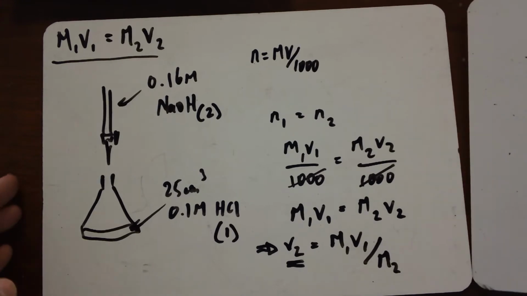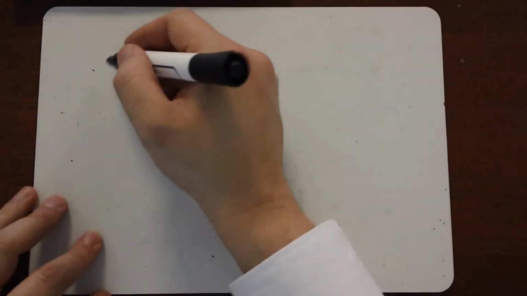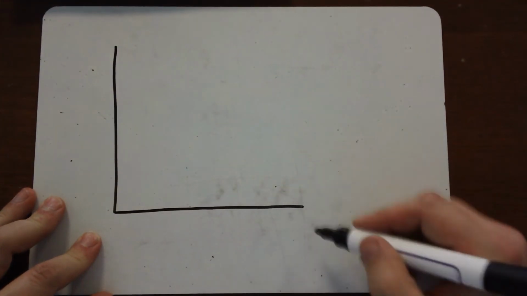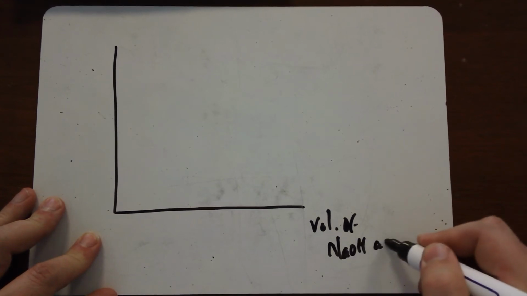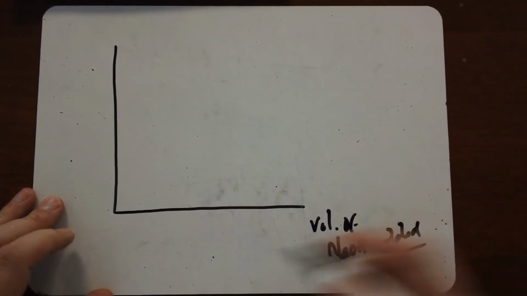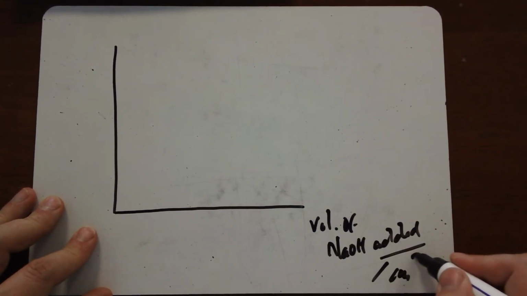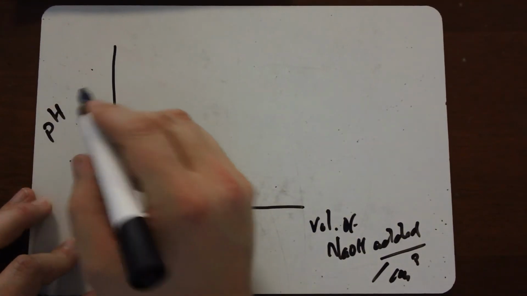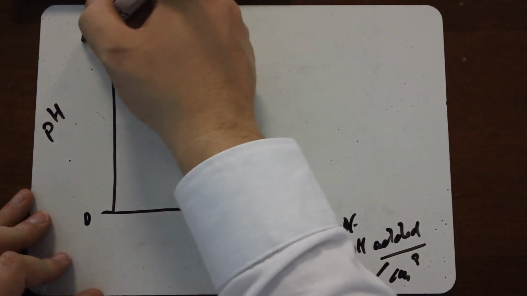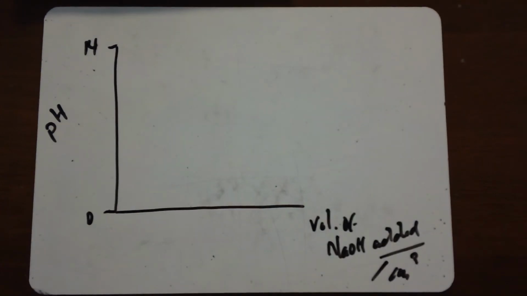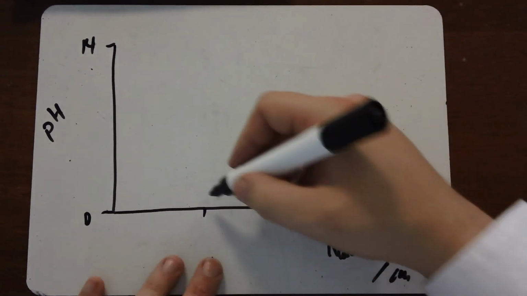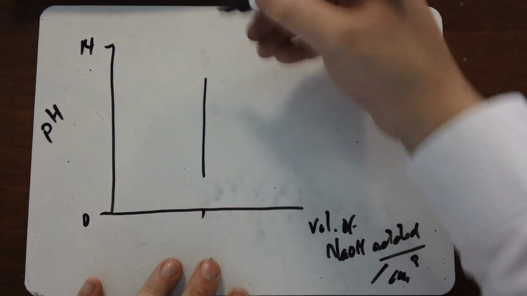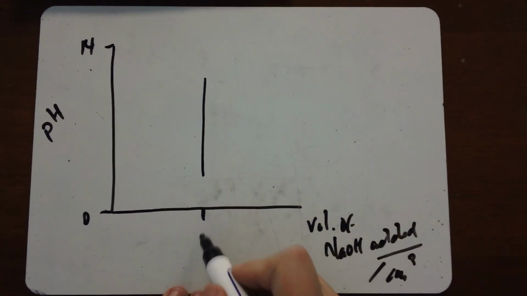equivalence point. Now if we know the equivalence point, then we can actually plot what the graph would look like. So this is the volume of NaOH added, and that's in centimeters cubed, and we'll know the pH. We would measure the pH. What we've just calculated there is the volume of NaOH needed, so we would know that the vertical portion would be along that point there. Okay, so the equivalence point there.